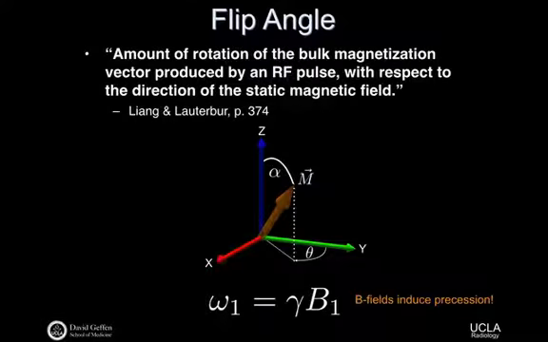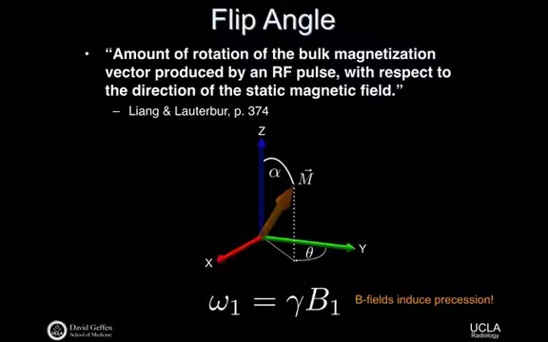So we'll talk first about the flip angle. Coming from the book, it's the amount of rotation of the bulk magnetization vector produced by an RF pulse with respect to the direction of the static magnetic field. And so again, we can see it described here as being an angle alpha.